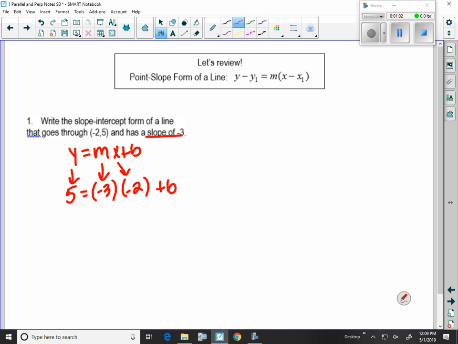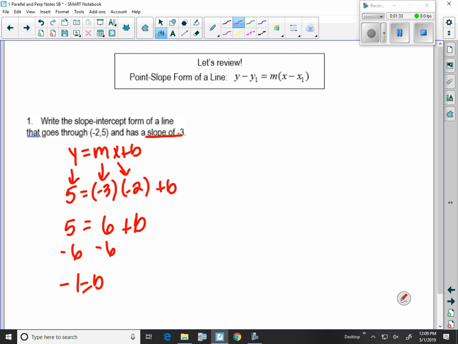Are we tracking with how I got each of those and why I plugged them in where they're at? Yes. Okay, so we have an xy point plugged in for x and y. We have slope -3 plugged in for m. Now can we solve for b? Yeah, we sure can. -3 times -2 is +6. And then I am going to subtract my 6 here. So I get b is -1.